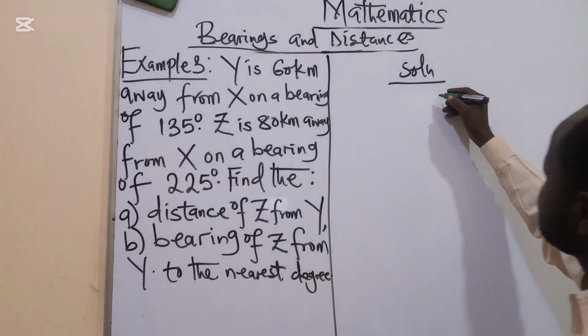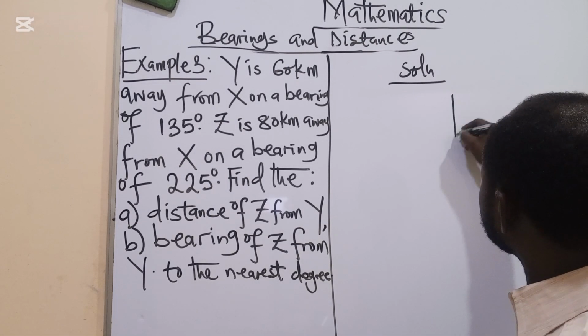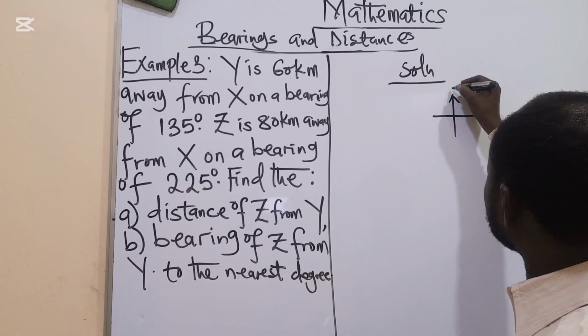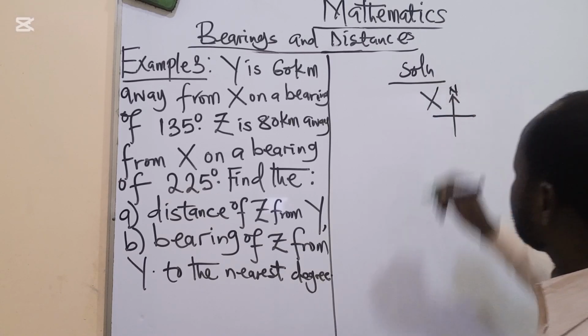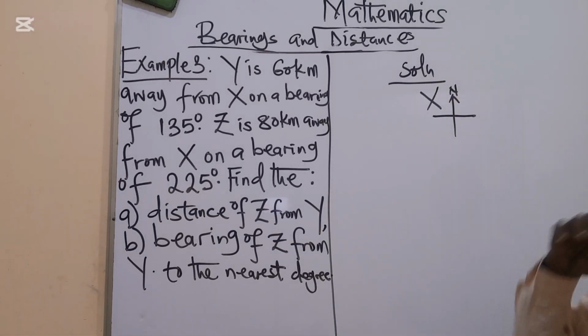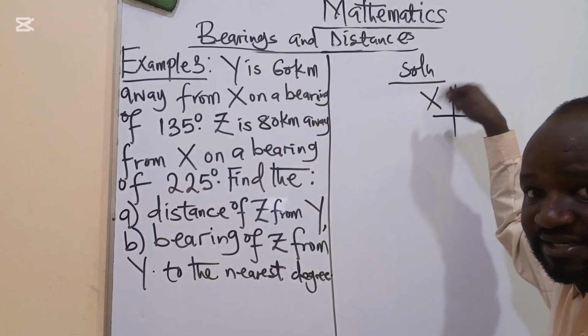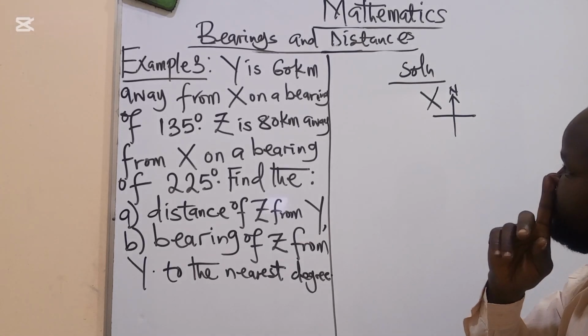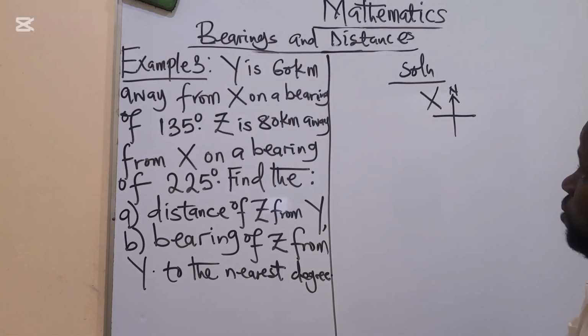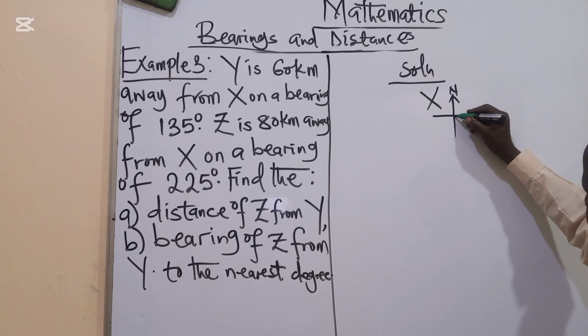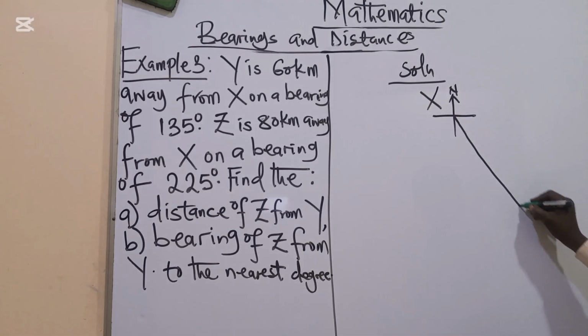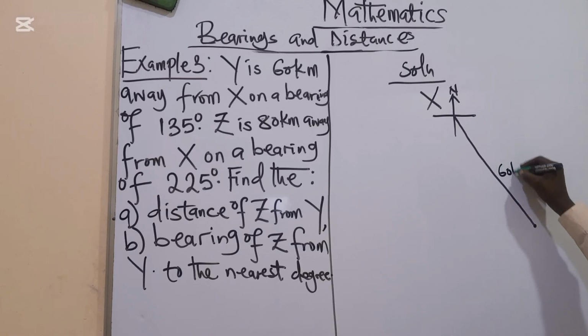Let's draw our cardinal point here in the middle, and this is the North Pole. Of course, here will be X. First, Y is 60 kilometers away from X. From X means the bearing of Y will be at this point here. Very important. 135 will be here. So we have something like this. Let me stop here. Let it be as short as possible so that we can have more space. Then anywhere you stop like this is now 60 kilometers.